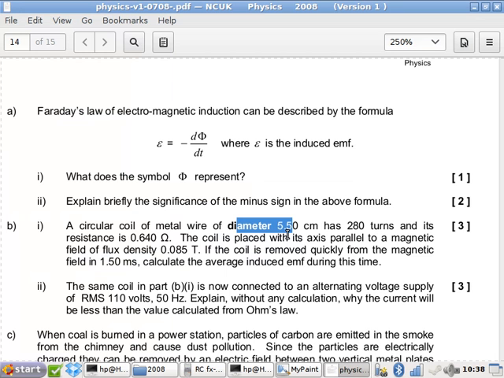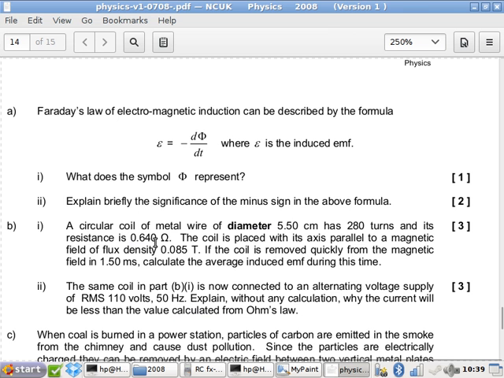Now, part 2. The same coil in B part 1, so the same metal coil, is now connected to a voltage of 110 volts, but that's alternating 50 times a second. Explain without calculation why the current will be less than the value calculated from Ohm's law. Now, we didn't actually calculate the current. I think they maybe meant to say here, calculate the current, not the voltage, because why bother giving me the resistance, only to tell me later not to calculate it.